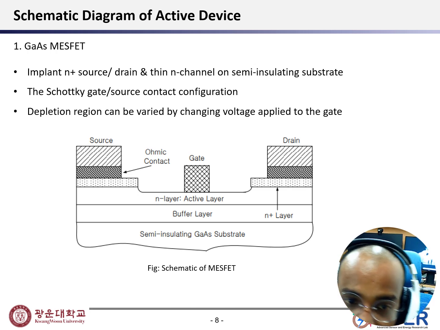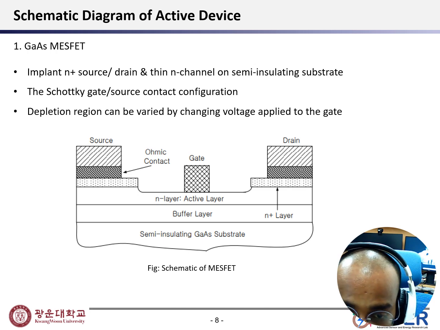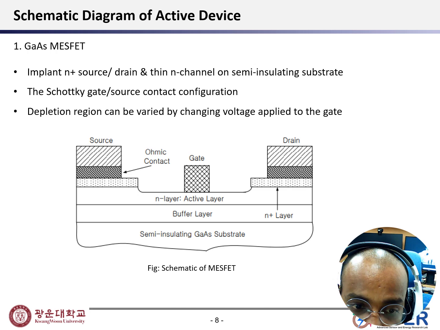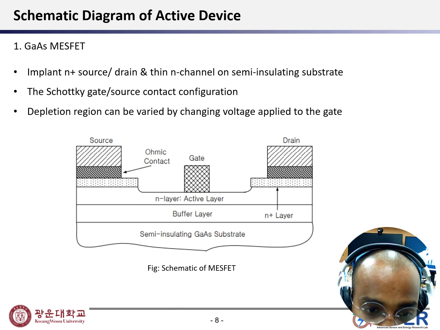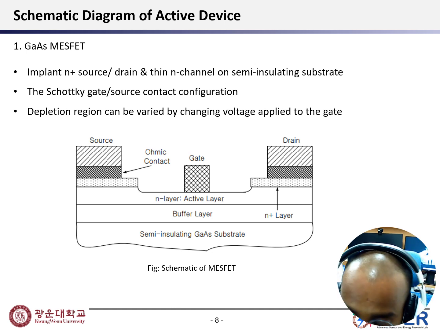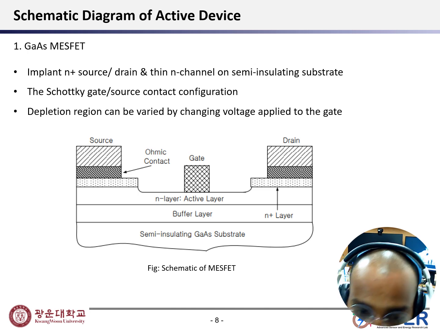Now let's talk about the active device schematic diagram, and this is the schematic diagram of gallium arsenide MOSFET. We can see there is the source, drain and the gate. We can also see the buffer layer. We can see the N layer, N negative layer and N positive layer. We can see the silicon as a substrate, gallium arsenide as substrate.